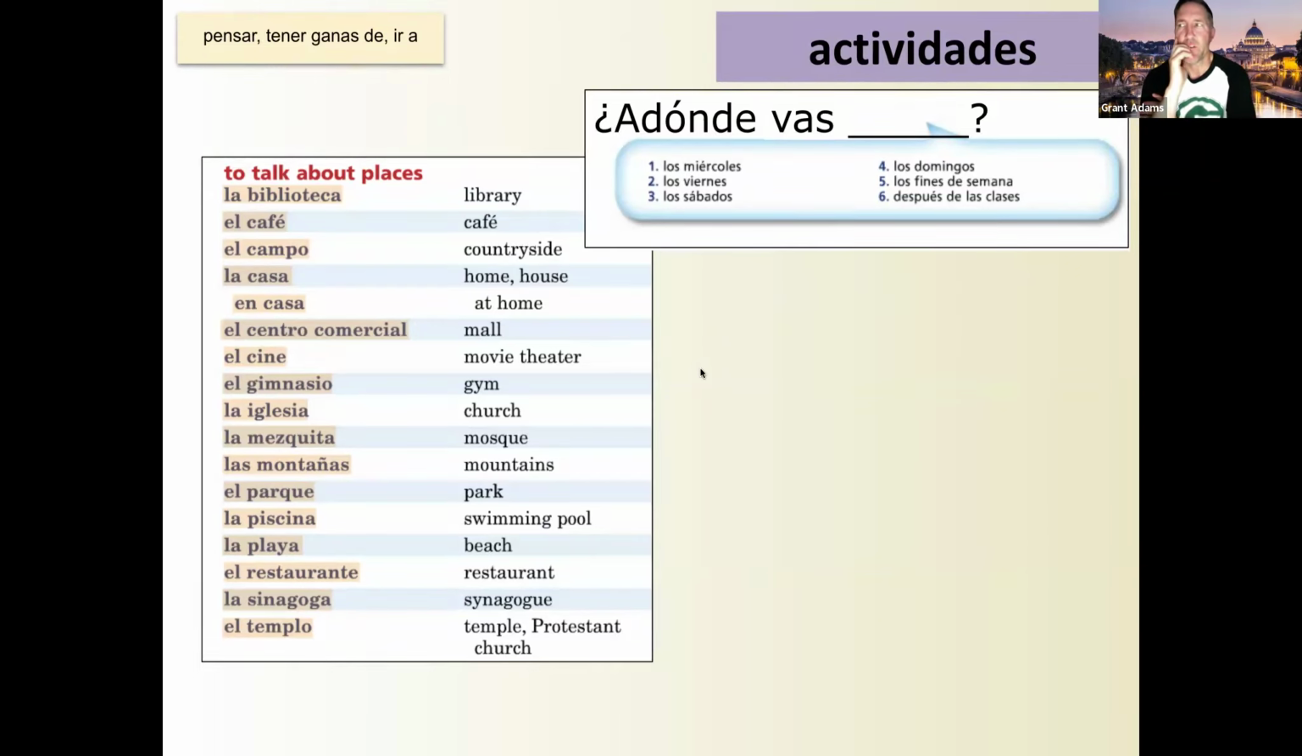If you can unmute yourself. Oh, it is. Okay, that's fine.